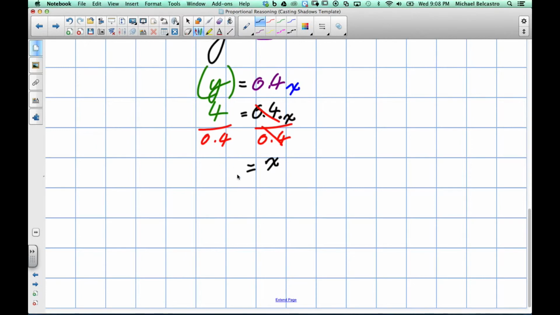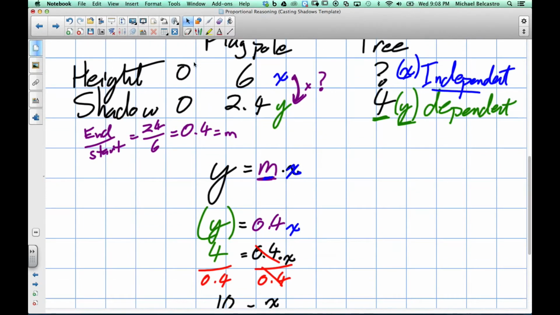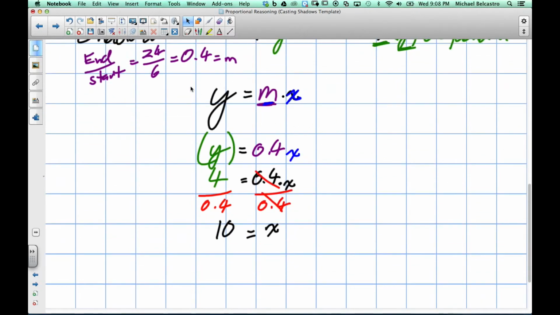And 4 divided by 0.4. If you take your calculator, you can try it out. The value will be actually 10. Okay, so we've just figured out that the height of the tree, because that was our x, was 10.